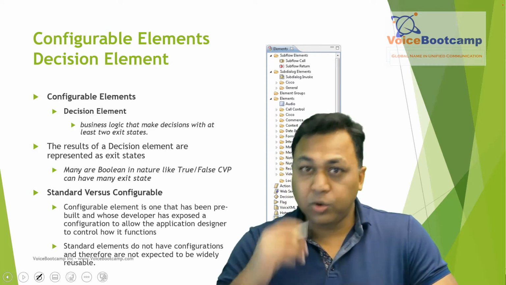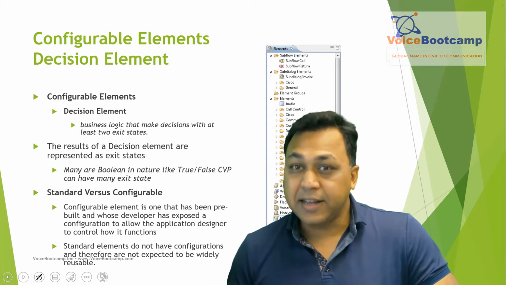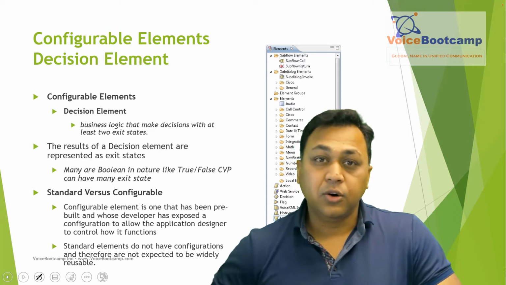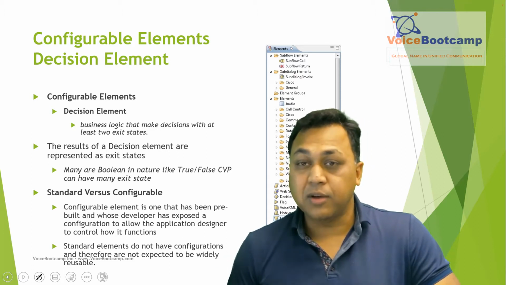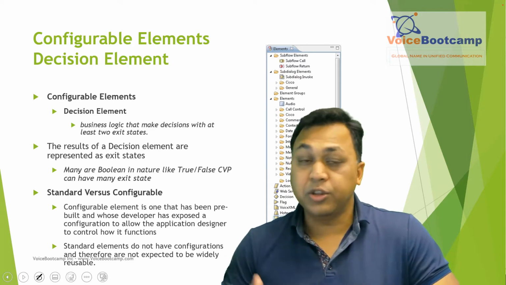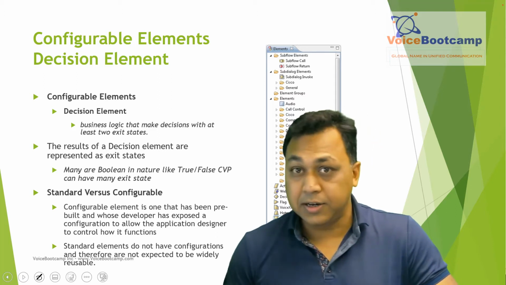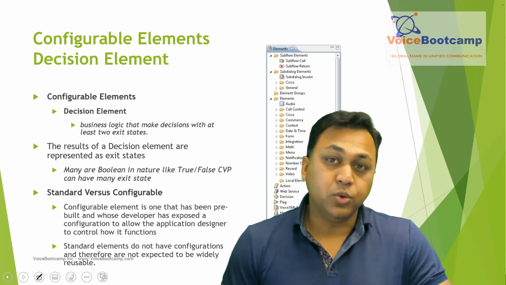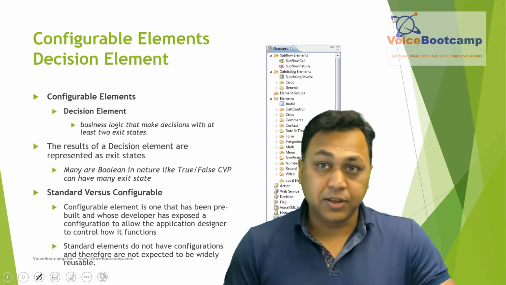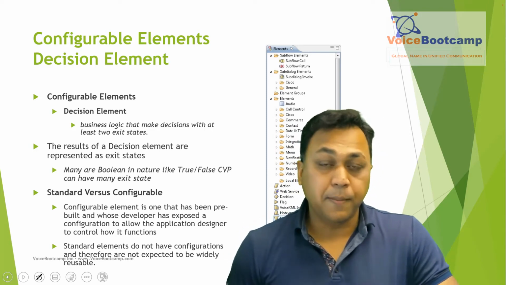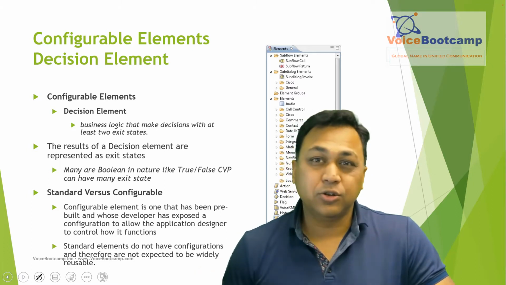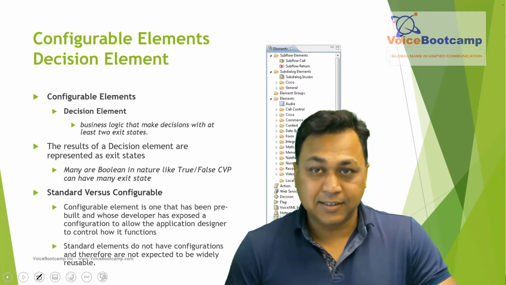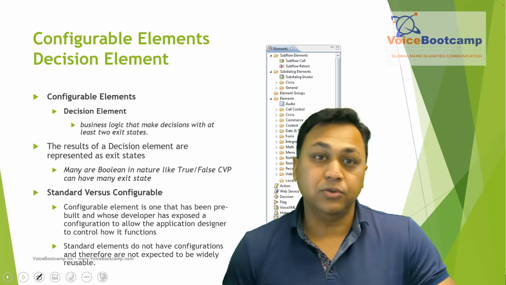Although most decisions are Boolean in nature, meaning true or false, in some environments you could have more than one true statement but one false statement. So in our decision element, you will have exit states. One of them will be true and one of them will be false, but you can customize it to have more than two exit states if you desire.